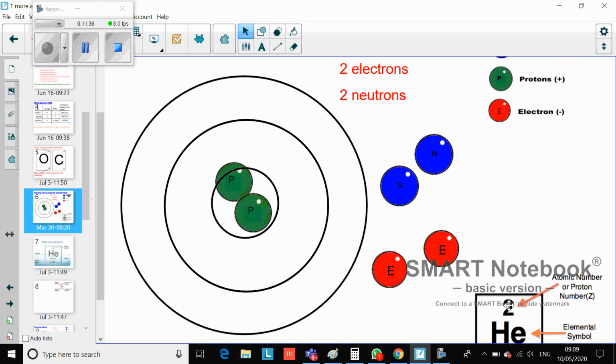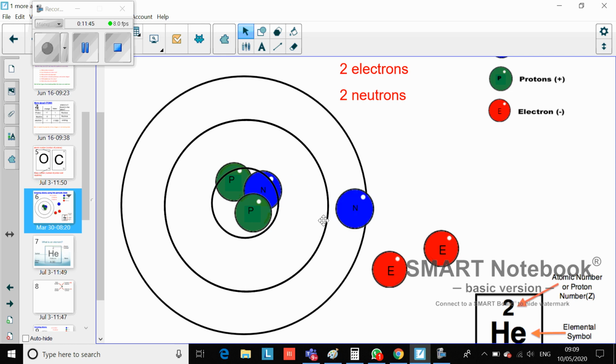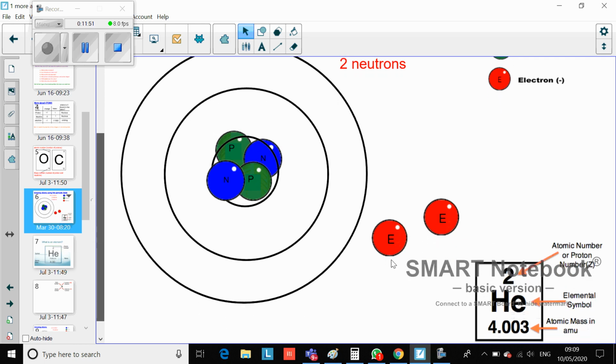Now, in my nucleus, in my central part, I've also got neutrons. So let's put those in. There we go. So I've got 2 protons and 2 neutrons. So my atomic number, the number of protons, which basically makes the atom what it is, that's there. And the atomic mass is 4.